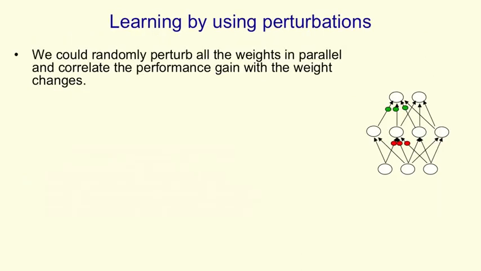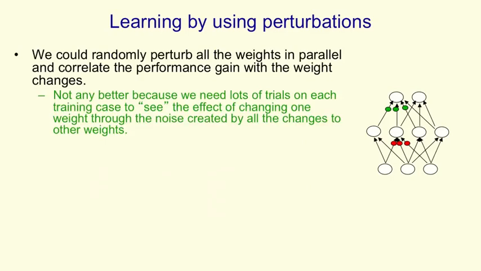There are slightly better ways of using perturbations in order to learn. One thing we might try is to perturb all the weights in parallel and then correlate the performance gain with the weight changes. That actually doesn't really help at all. The problem is that we need to do lots and lots of trials with different random perturbations of all the weights in order to see the effect of changing one weight through all the noise that's created by changing all the other weights. So it doesn't help to do it all in parallel.